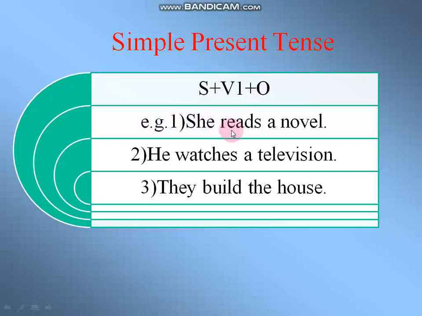Example, she reads a novel. Now see here, she is the subject, verb is read and object is a novel. She reads a novel, he watches a television, they build a house. Now in this sentence, he is the subject, watch is the V1 and a television is the object. Sentence number 3, they is the subject, build is the verb and the house is the object. Okay, now we turn to next.